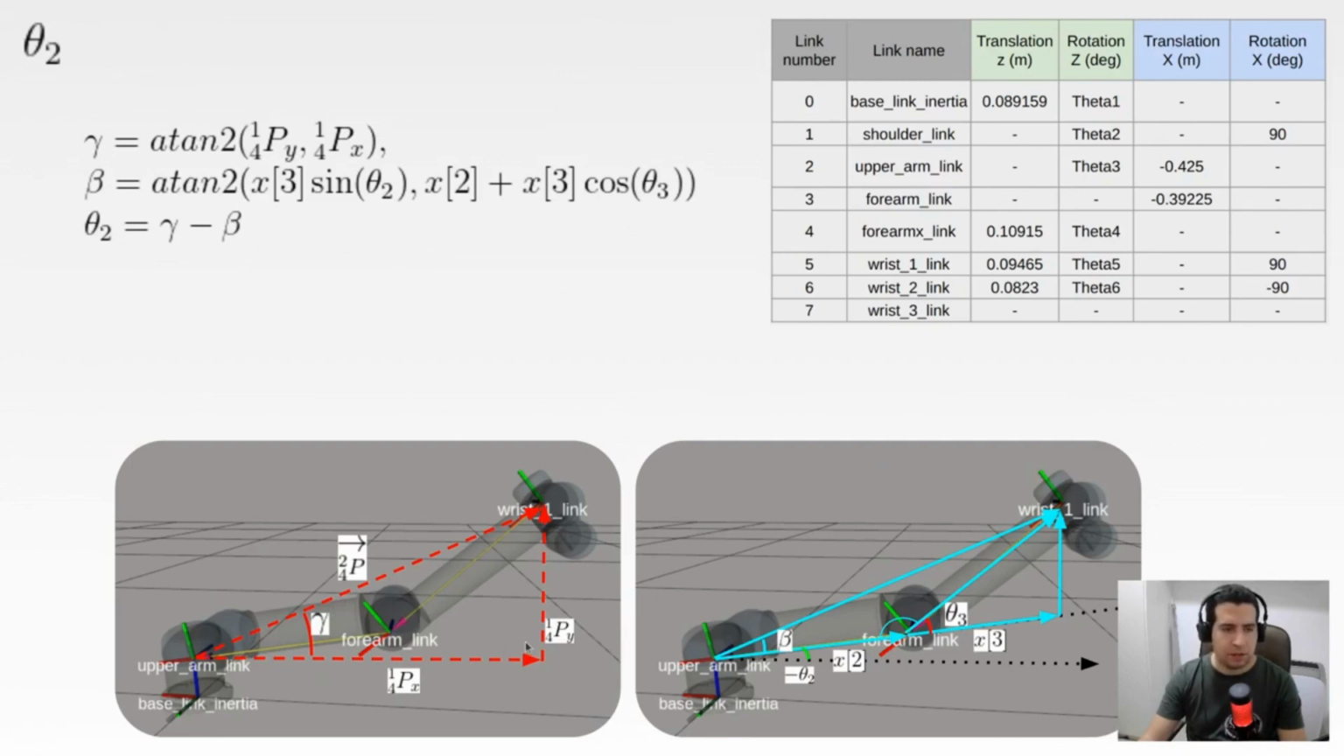That's the arctangent of the opposite side, that's the y component of this point, or the frame 4 with respect to the frame 1, over the x component of the frame 4 with respect to the frame 1, and also this beta angle, it is the opposite side, or x3 times sine of theta 3, or this component here, over the adjacent side, that is x2 plus x3 times cosine of theta 3, or this projection here.